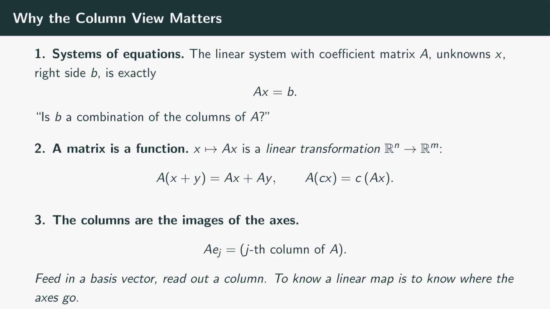Why is the column view such a big deal? 3 reasons, each a pillar of the course. First, systems of equations. A system with coefficient matrix A, unknown vector x, and right-hand side b is exactly the single equation A times x equals b. And because A times x is a combination of A's columns, solving the system asks one geometric question: can b be built as a combination of the columns of A?